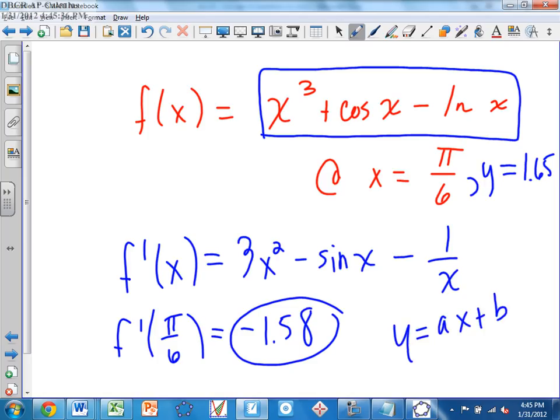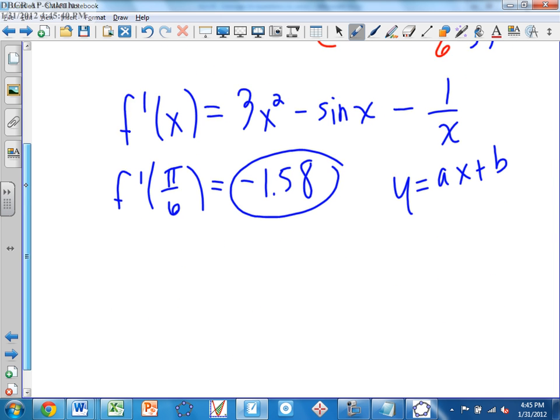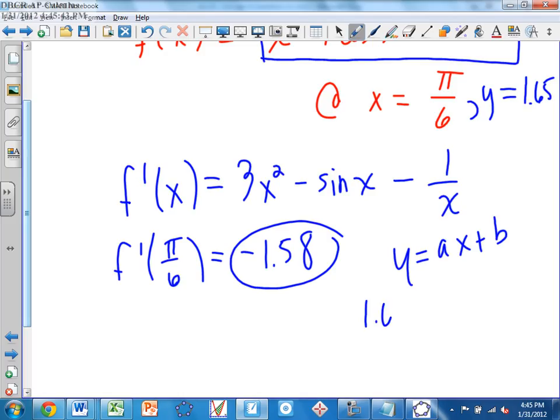Do it analytically. Just type. For the y value, you've got 1.65 equals negative 1.58 times pi over 6 plus b. That's a 6, sorry, pi over 6. So everybody take 1.65 and subtract the product of these two things from it. I'm sorry, add. It's a subtraction. Again, multiply this by pi, divide by 6, add it over here to get b by itself.